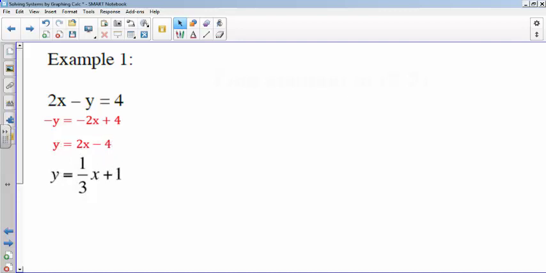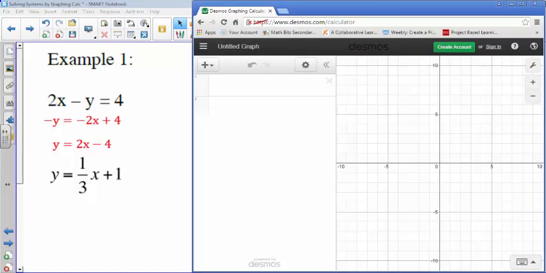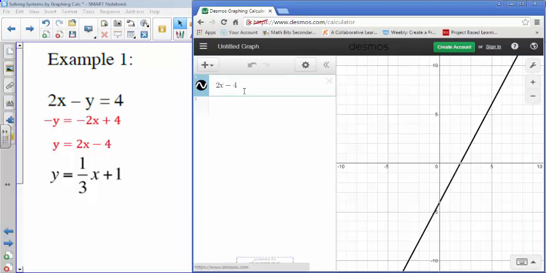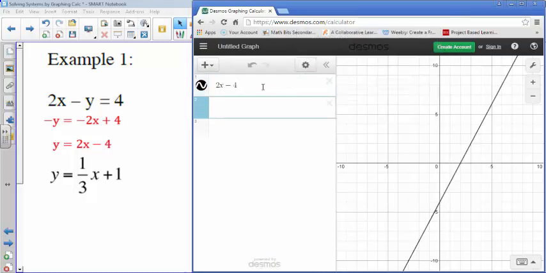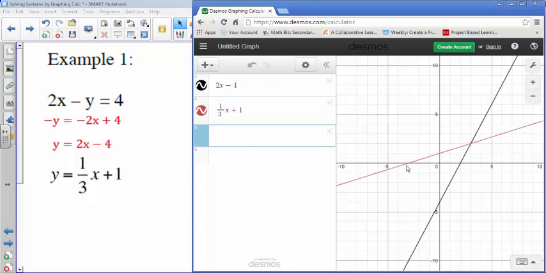So I'm going to go to my graphing software, and it says to put one equation in y1, one equation in y2. So I'm going to type in my y1, the first one, which is 2x minus 4, and then in my second one, we are going to do the 1/3 x plus 1. And you will see here that I have the graph on the screen.